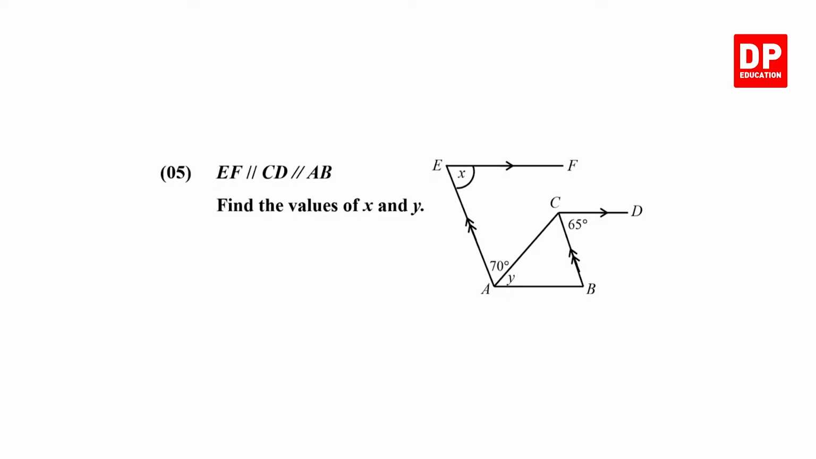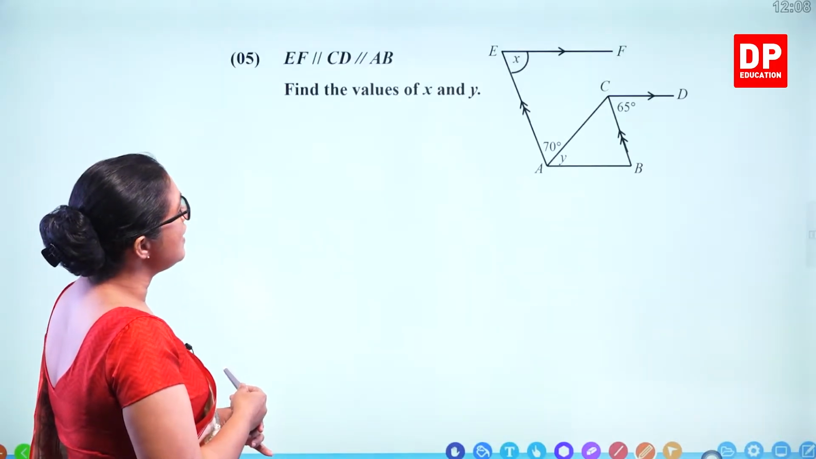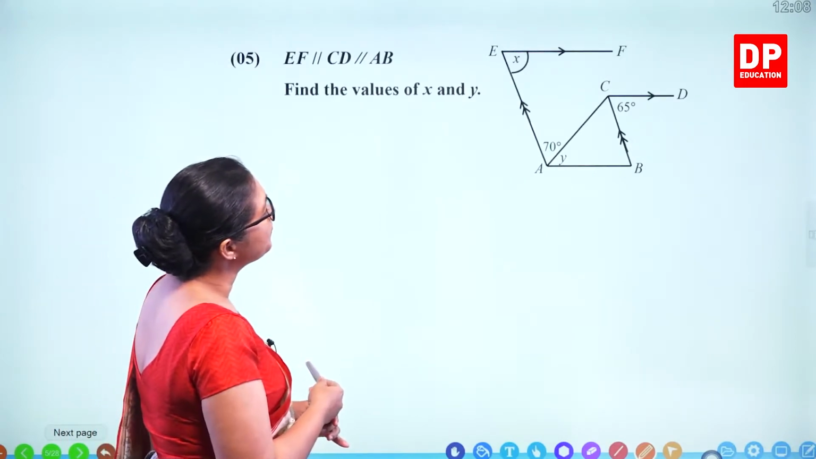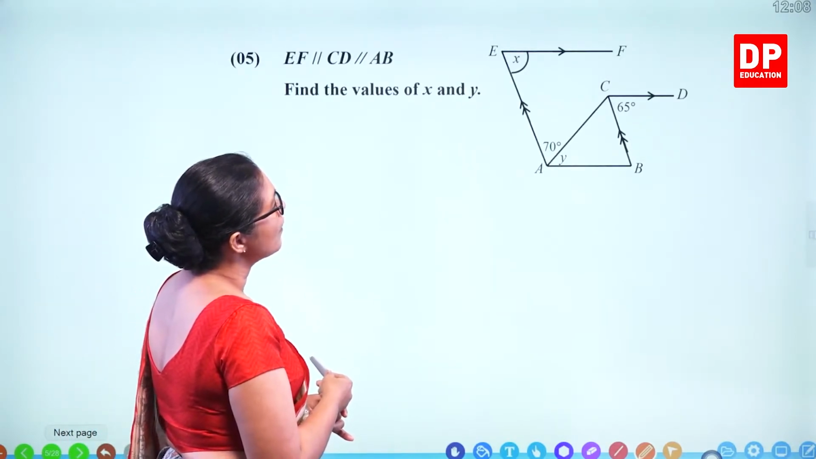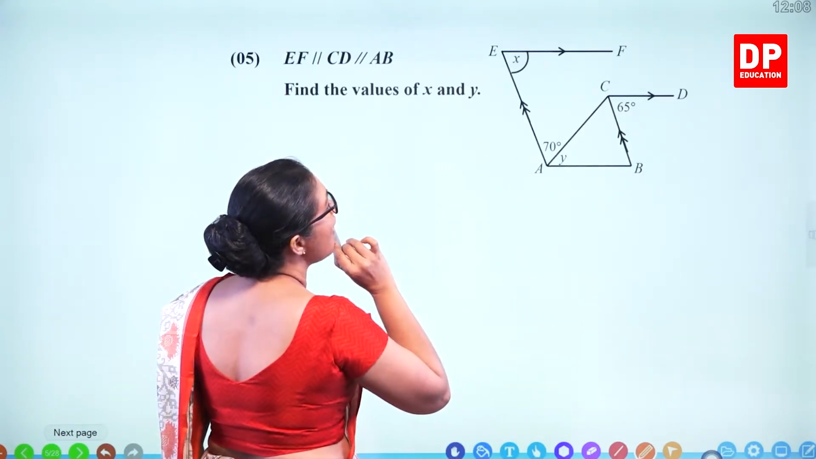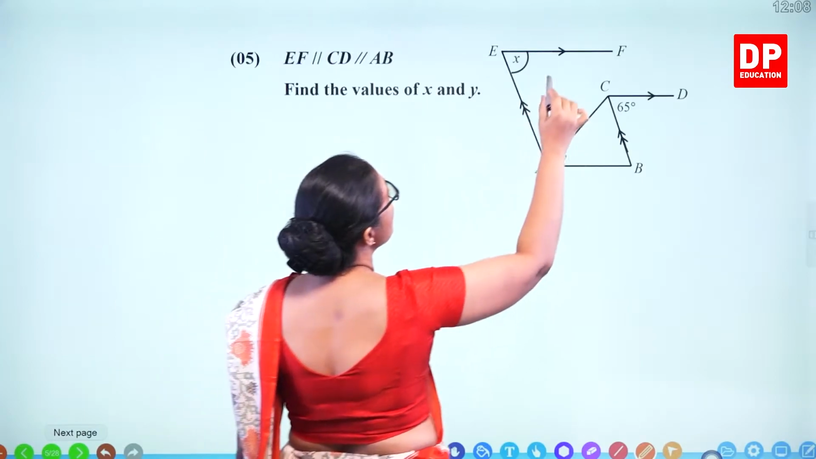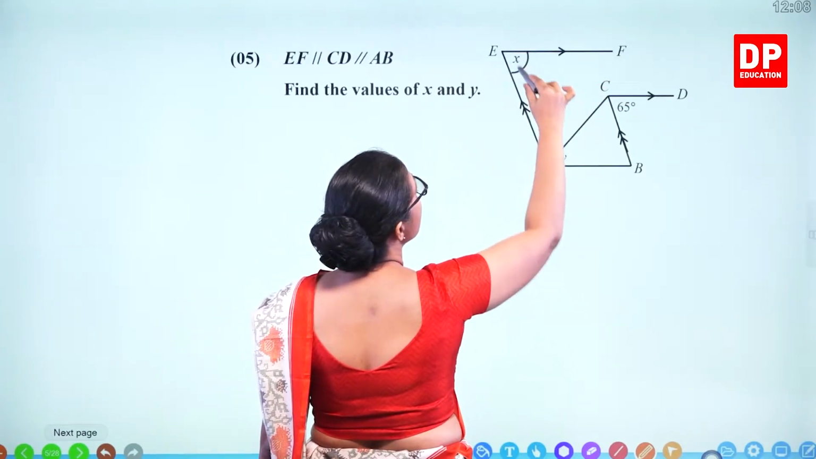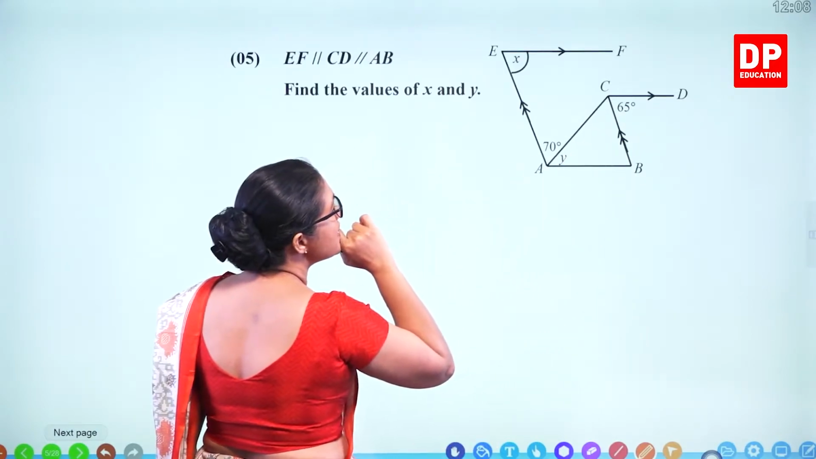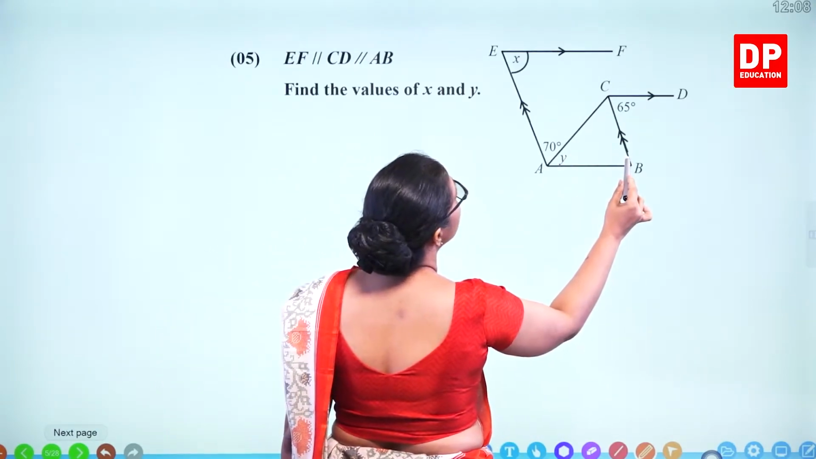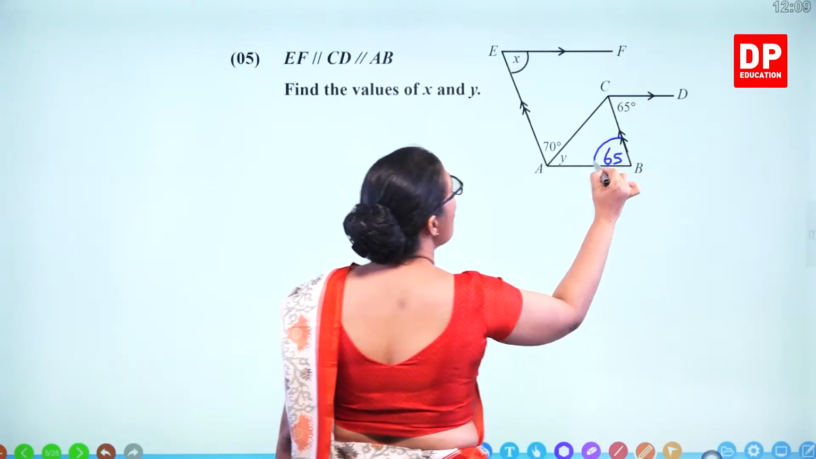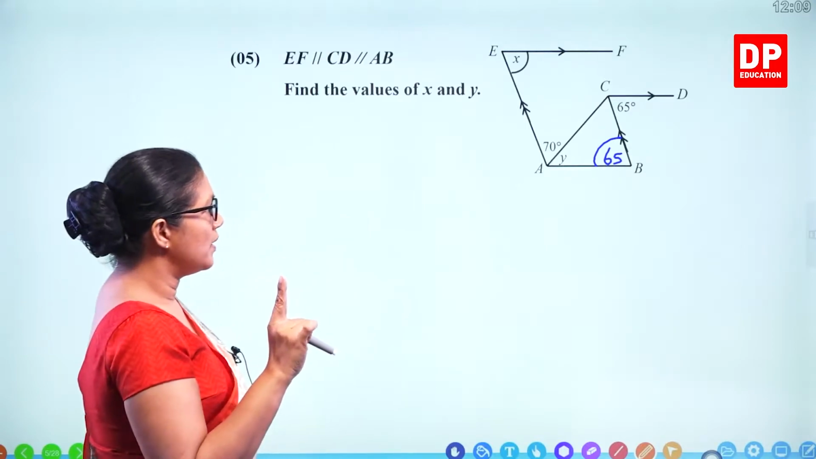Question number 5. EF is parallel to CD and parallel to AB as well. Find the values of x and y. Look at carefully. These two lines, you can write which one? So here x, and this, but here we need to find out this value. So what is this value? So this is 65, we know this is 65, alternate angles are equal.